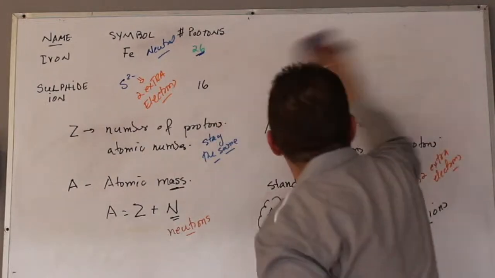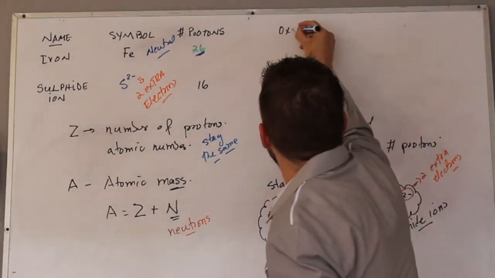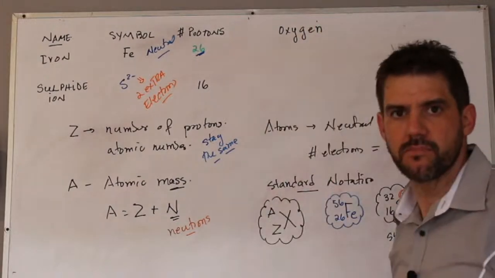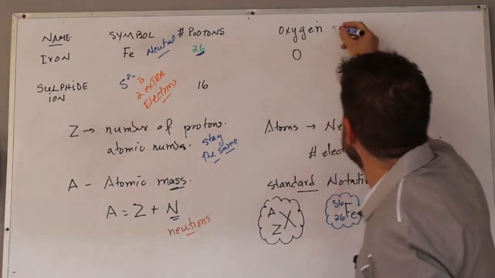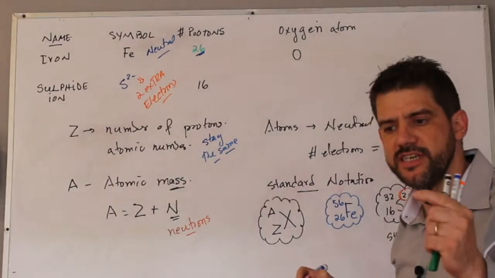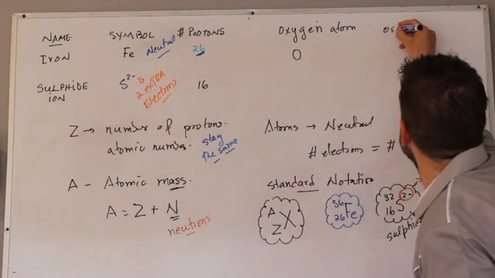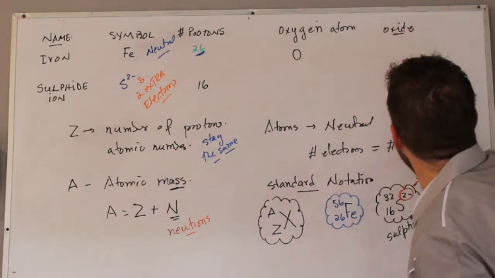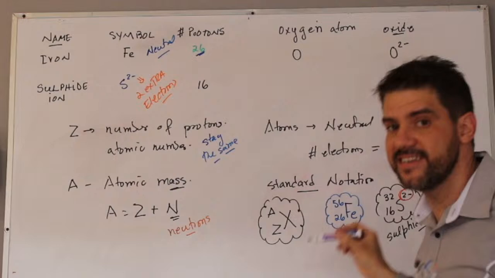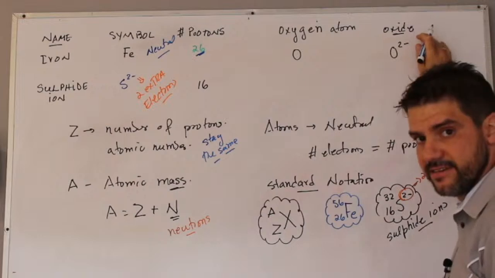All right. So now let's look at, for instance, oxygen. Oxygen is O. I'm talking about the oxygen atom. Now oxygen atoms can form an ion, which is called oxide. Oxide is O2 minus. They are not the same thing. This is the oxygen atom. This is oxide.